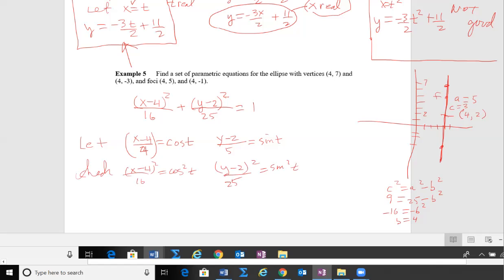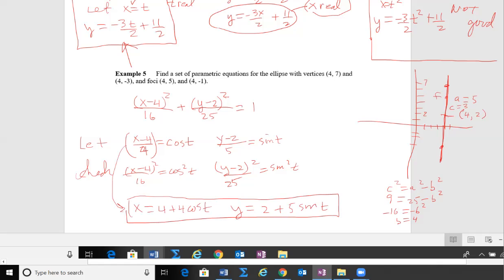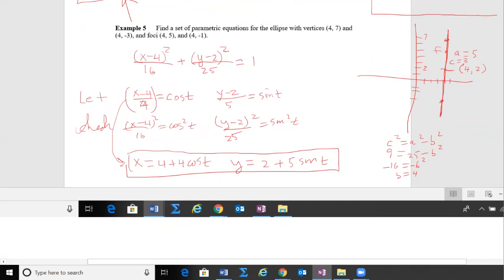Anyway, if you're going to have it written like this, then I would just solve it for x. X is equal to 4 plus 4 cosine t, and y would be equal to 2 plus 5 sine t. Okay, so those are the equations. And that's all we need to do for that.